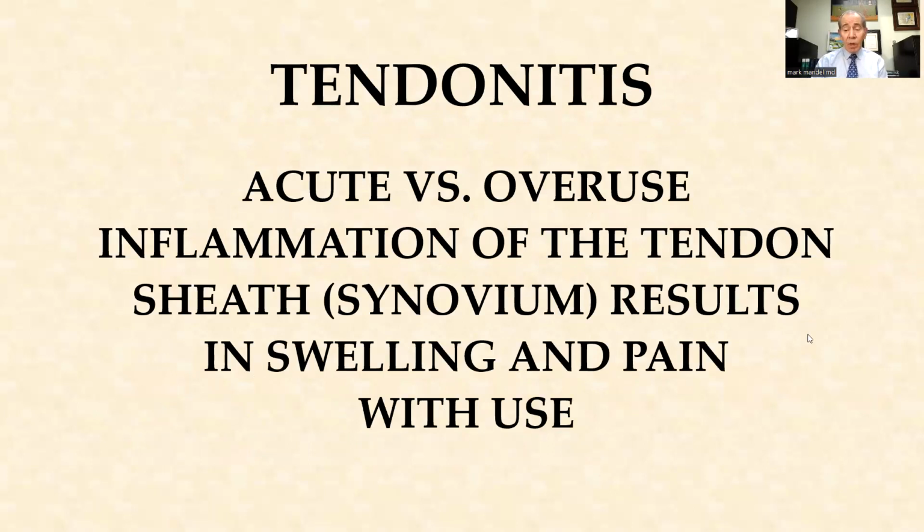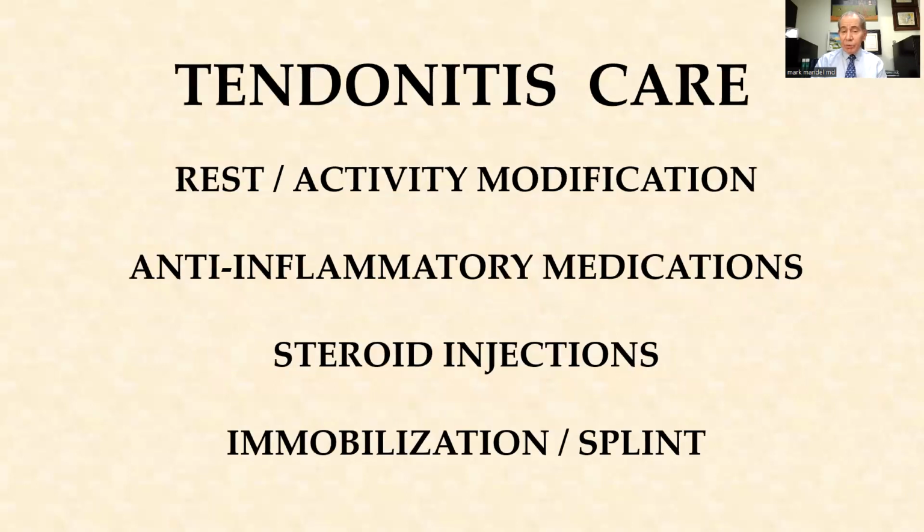Tendinitis can occur either acutely or due to overuse. Tendinitis means the synovial lining around the tendon is swollen, and when that occurs, the tendons don't glide, and that, of course, equals pain. ITIS on the end of anything means swelling or inflammation. General treatment for tendinitis: put it to rest, activity modification. Anti-inflammatory medications relieve pain but are not going to cure tendinitis. Steroid injections, immobilization, and a splint.